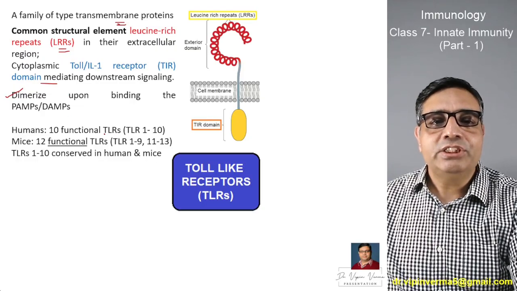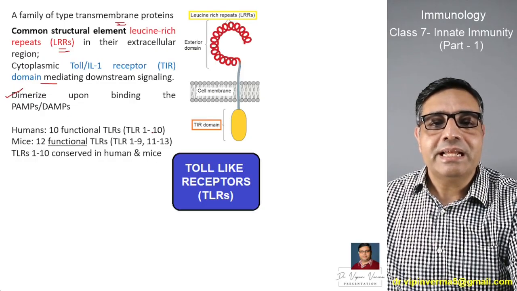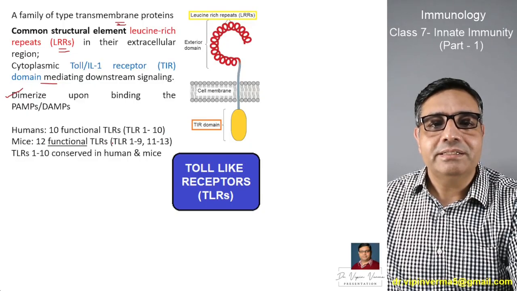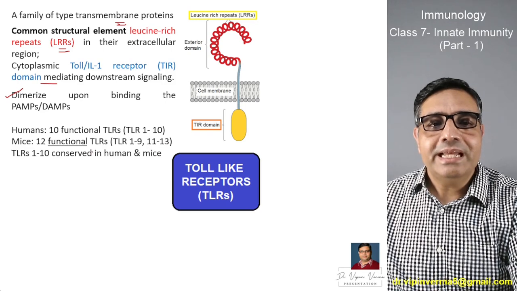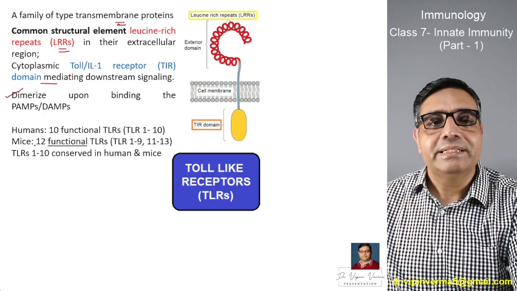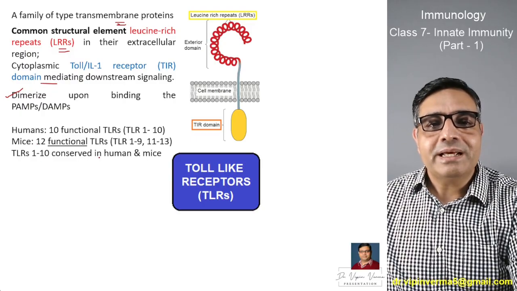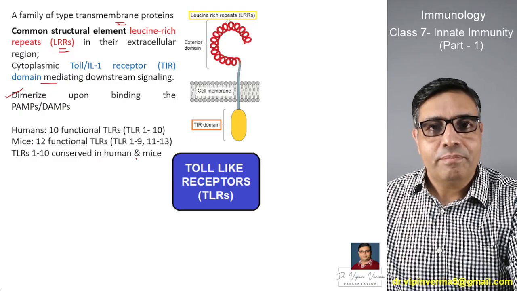Humans have 10 functional TLRs, TLR1 to TLR10, while mice have 12 functional TLRs, TLR1 to 9, then 11 to 13. TLR10 is non-functional in mice. TLRs 1 to 10 are conserved in humans and mice.